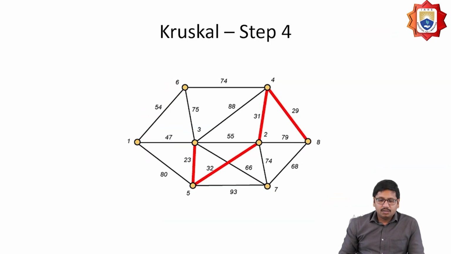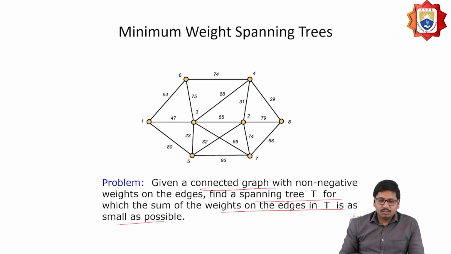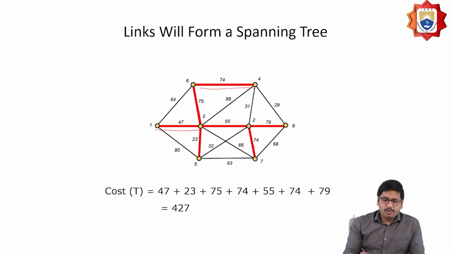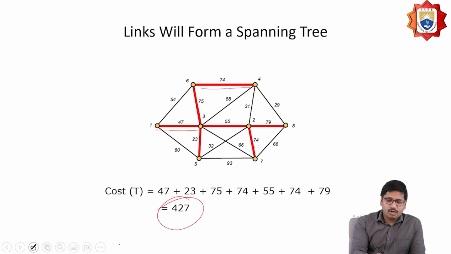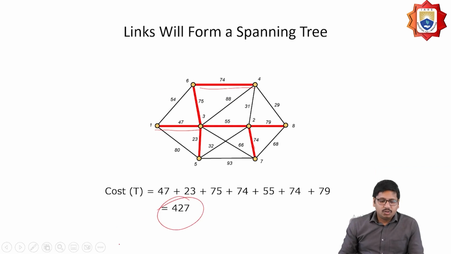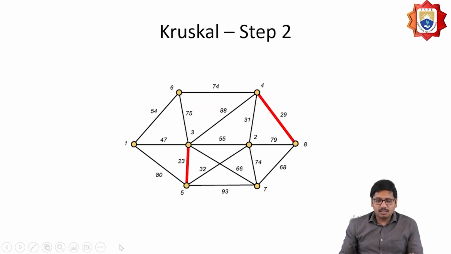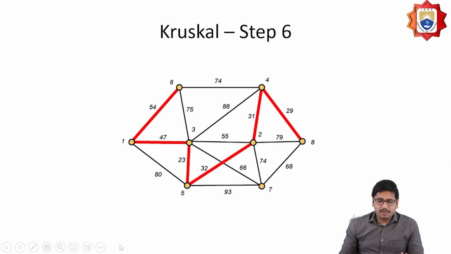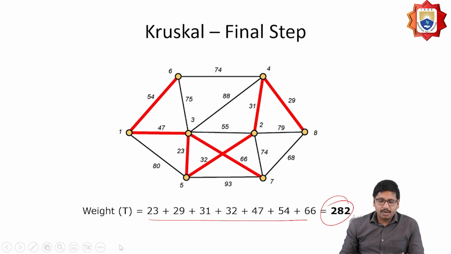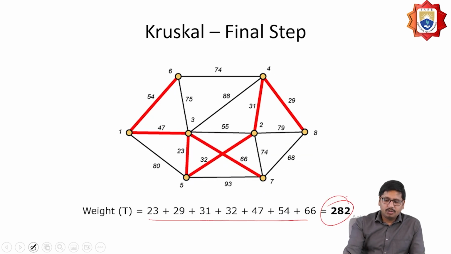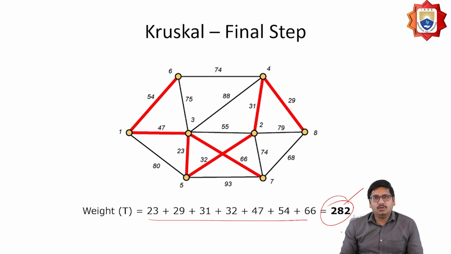So the initial solution is this, which is going to cost roughly $427. In order to minimize that, I have applied the Kruskal algorithm for the construction of the spanning tree, and finally I am able to get only $282. So that is the best approach for finding the solution to this problem.